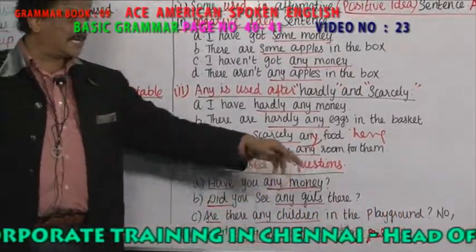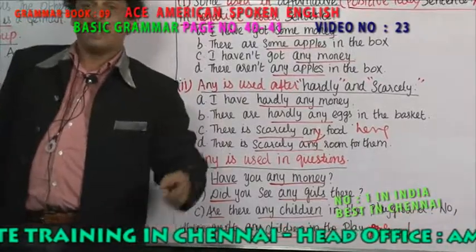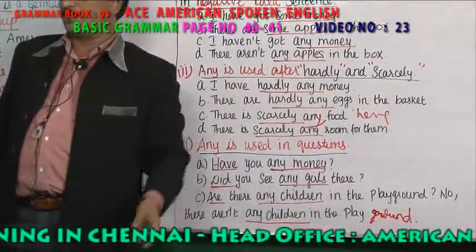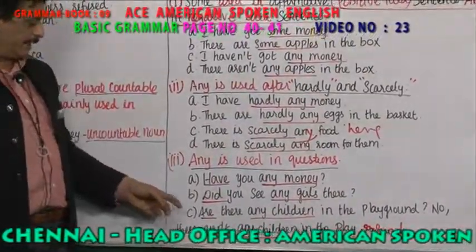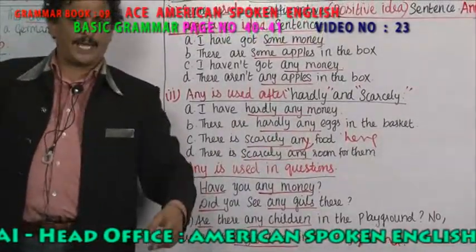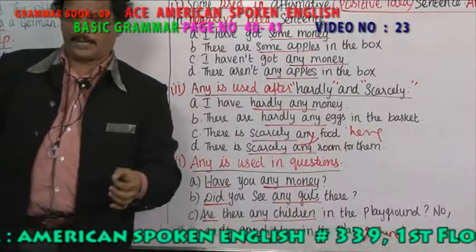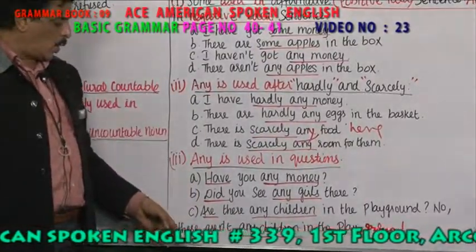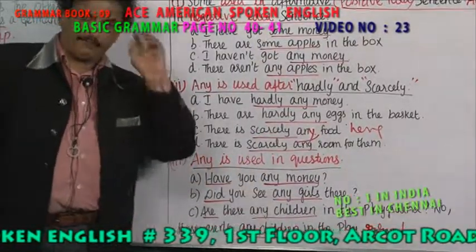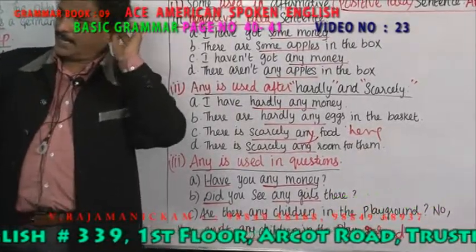Did you see any girls there? You should not say "Did you see some girls there?" Are any children in the playground? No, there aren't any children in the playground.